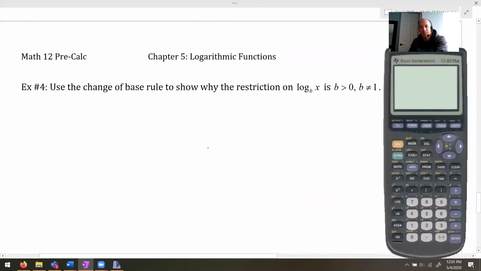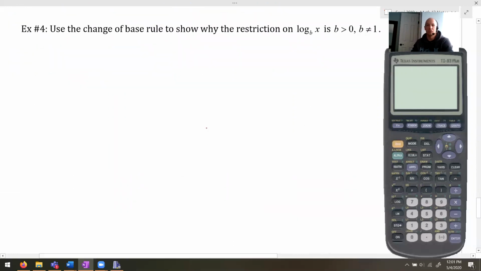Okay, last one. Example 4, use the change of base rule to show why the restriction on log base b of x is b is greater than 0, b cannot be equal to 1. So this is something we've been saying, and we've talked about this a little bit before in its relation to exponentials and how the base has to be positive because negative bases don't make a lot of sense. But we can do one more thing here. So another way of looking at this is log base b of x can be expressed as log x over log b. So why is it so important that b has to be greater than 0?